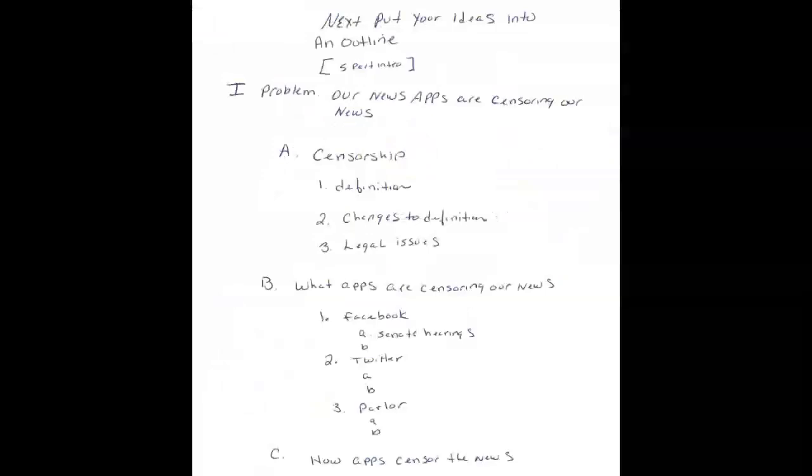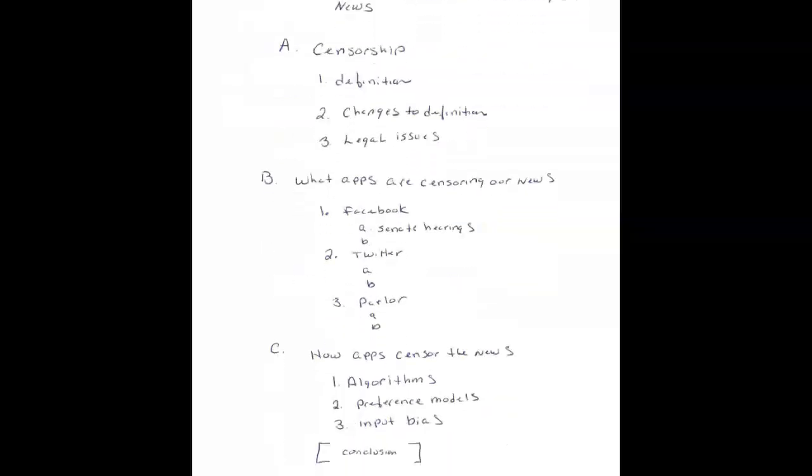So you can see that I've taken the ideas off of my concept map and I've put them onto my outline. So I've got main point number 1, which was in a circle, was the news apps are censoring the news, and then I put that first circle here under A. So I have my censorship, my definition, my changes to the definition, and my legal issues. Now I'm going to in the future put my little A's and little B's and put my research there to support that. And also these main points might change as I do some research, but this is a starting point. Saves me a lot of time to do this kind of research.